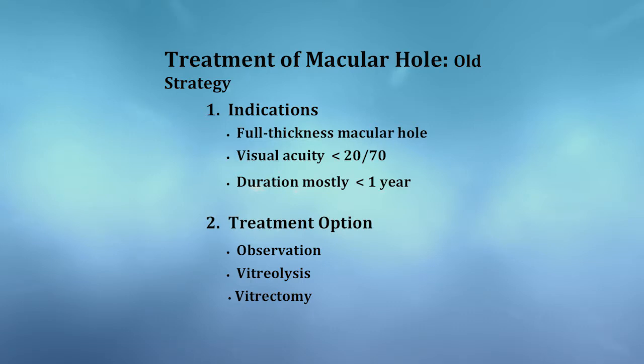What is my treatment strategy? And when I treat, and how I treat, this is very important. These are changeable things according to the new technology, with the new advent of some medicines for that as well. In the past, the strategy was to treat a full thickness macular hole when the visual acuity goes less than 20/70, and the duration is less than 1 year. How do I treat? I treat by just observation of the hole, or I can do vitreolysis, or I can do vitrectomy.